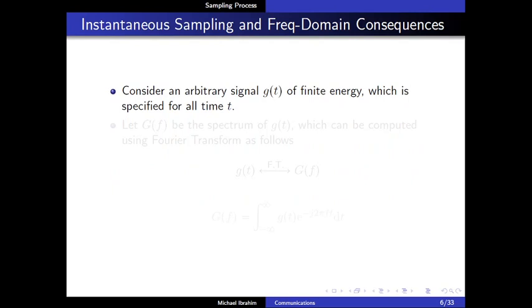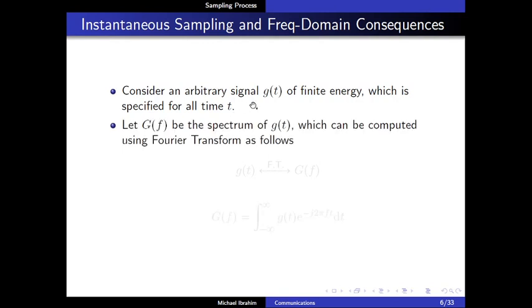So let's consider an arbitrary signal g(t), and this signal is continuous time, so it's basically defined for all time instants. And let's define the spectrum of this signal to be G(f). And G(f) can be obtained using the Fourier transform, as we know, where g(t) is transformed into the frequency domain to be G(f). You can obtain this through the famous Fourier transform equation, which is the integration from minus infinity to positive infinity of g(t) e^(-j2πft) dt.